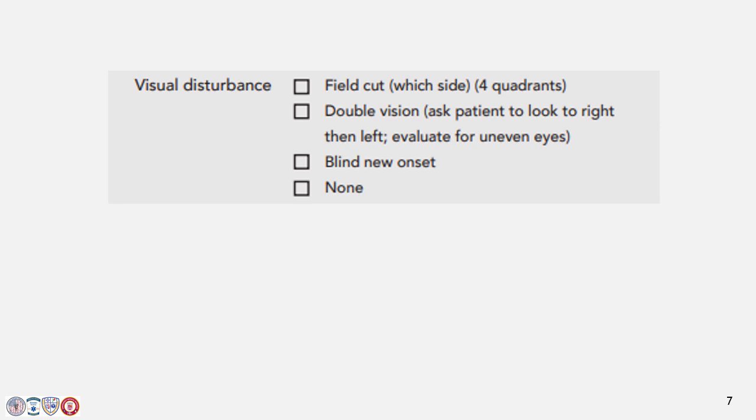Visual disturbance, field cut, right or left. They talk about testing all 4 quadrants. There's some research that says that there is usually a full hemispheric cut, so they don't have a left upper cut or a left lower cut. They have a left-sided cut. Go ahead and continue to retest all 4 quadrants until you hear otherwise in the protocol, because the protocol still refers to quadrant exam.